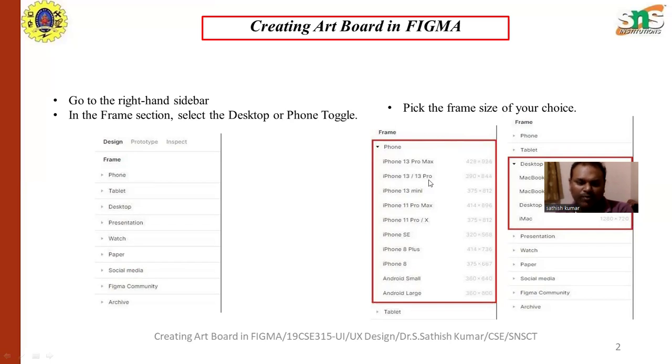The iPhone 13 or 13 Pro resolution is 390 by 844. The iPhone 13 mini is 375 by 812. The iPhone 11 Pro Max is 414 by 896. The iPhone 11 Pro or X is 375 by 812. The iPhone SE is 320 by 568. The iPhone 8 Plus is 414 by 736. The iPhone 8 is 375 by 667. Android small is 360 by 640, and Android large is 360 by 800. We can select any one of these frames.